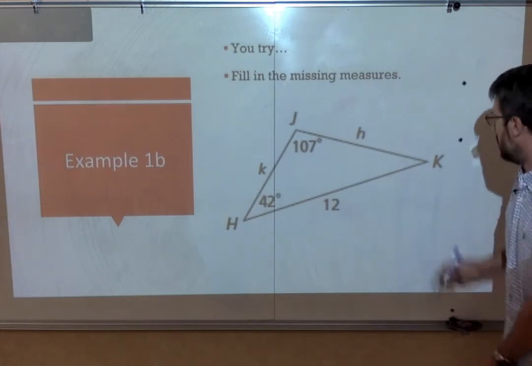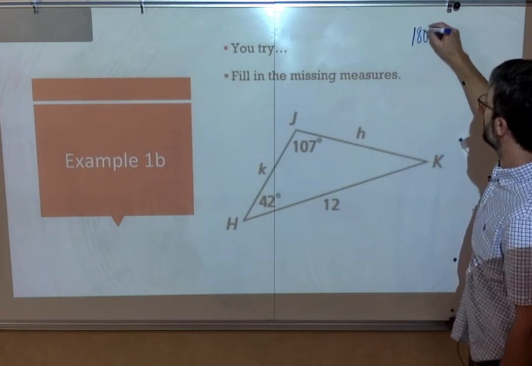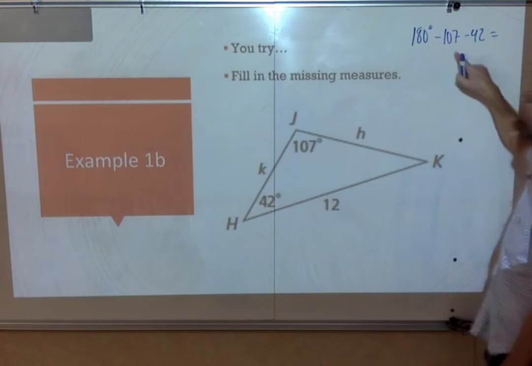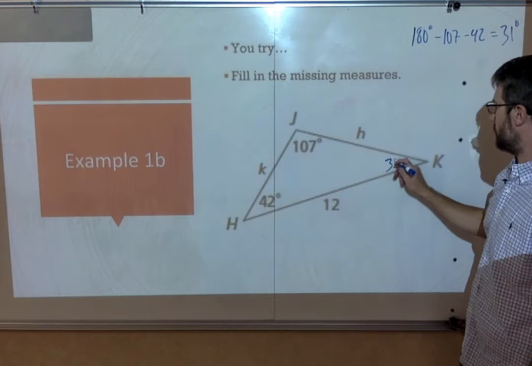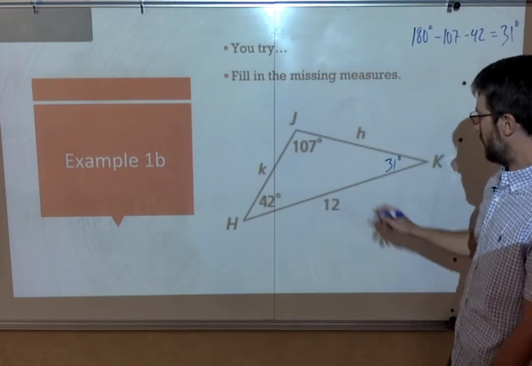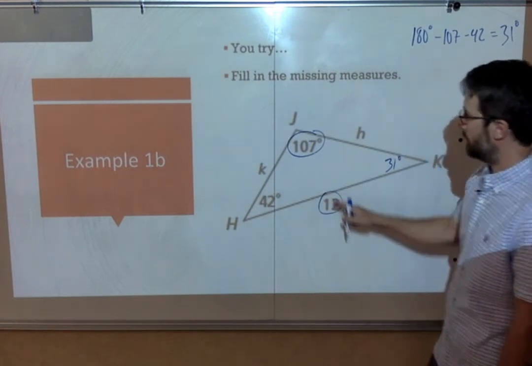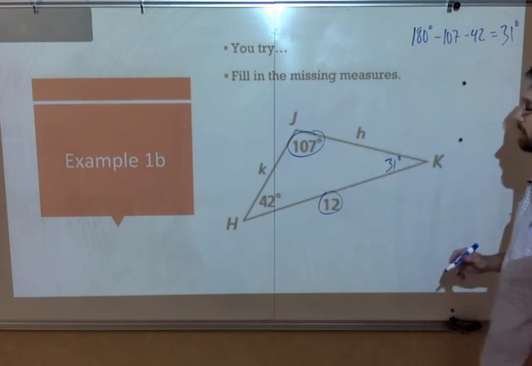Okay, so first thing I can do is find angle K. So 180 minus 107 minus 42, and that is 180 minus 149 is 31 degrees, I'm pretty sure. Let me double check. 31 degrees. Okay, I'm going to start with this combination here. I've got an opposite angle and an opposite side. So again, I know I can use law of sines.